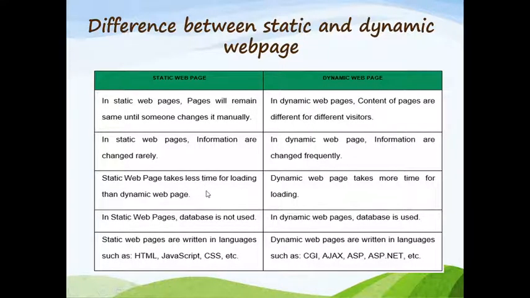It takes less time to load a static web page as compared to a dynamic web page, while the dynamic web page takes more time for loading. The database is not used in case of static web pages, while in dynamic web pages a database is used. The static web pages are written in languages such as HTML, JavaScript, CSS, and so on. Dynamic web pages are written in languages such as CGI, Ajax, ASP, ASP.NET, and so on.